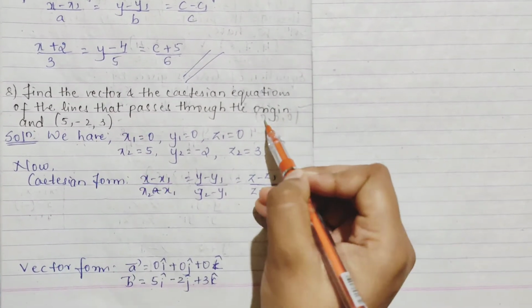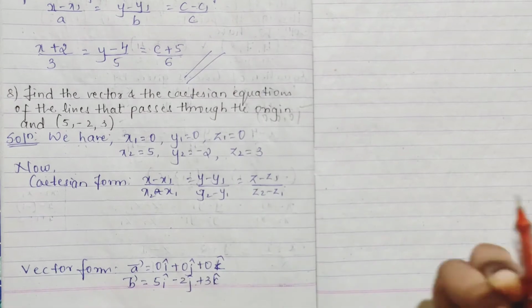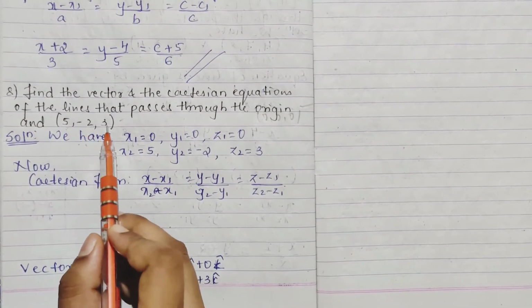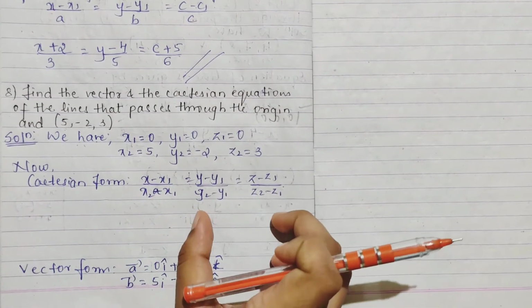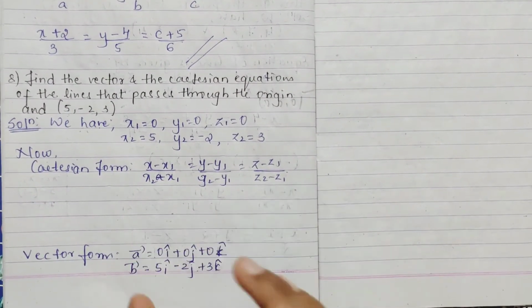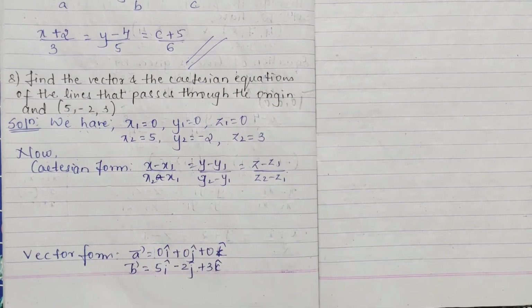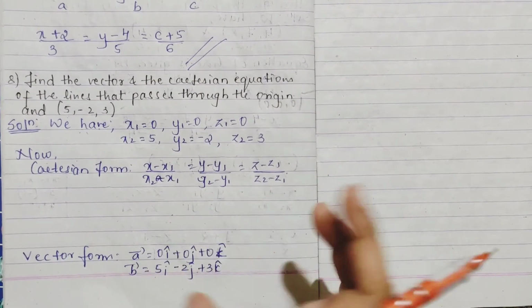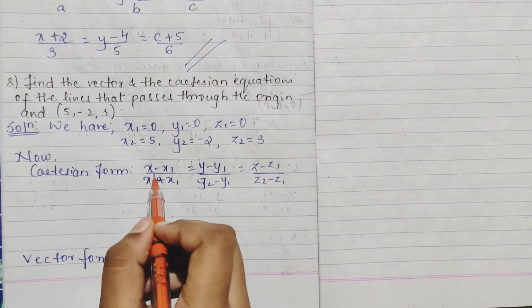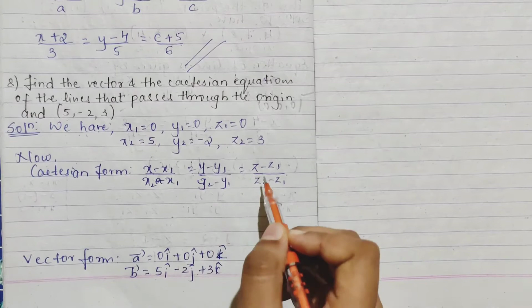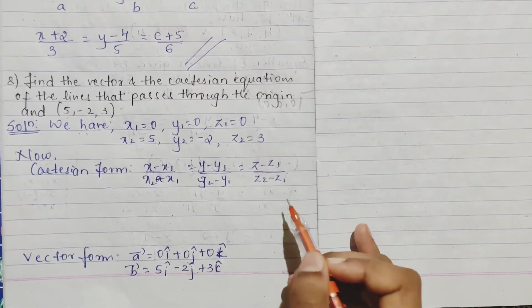We have taken x1, y1, z1 as 0, 0, 0 because it is the origin, and x2, y2, z2 as 5, minus 2, 3. So first I am doing the Cartesian form because it is simple. Anyhow, you can go to vector form then Cartesian, it is okay, not like me only. So we will fill it up: x minus x1 by x2 minus x1, y minus y1 by y2 minus y1, z minus z1 by z2 minus z1.